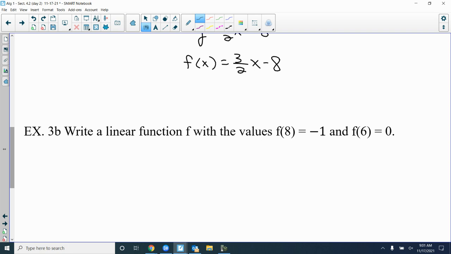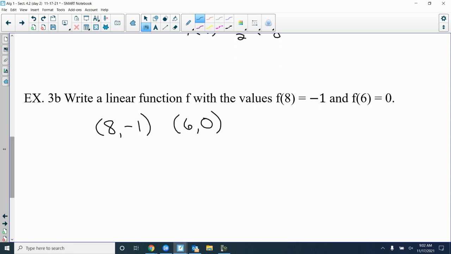You can put them in the points, so it would be 8, negative 1, and 6, 0. Okay, I put them into points. Got it. That's why you have to write things down, because you're going to forget. That's why I write a grocery list. I forget, then I go to the store and it's on there. So this is your grocery list, how to do the next one.